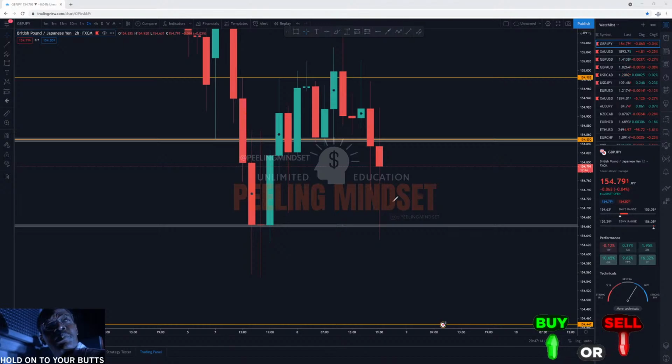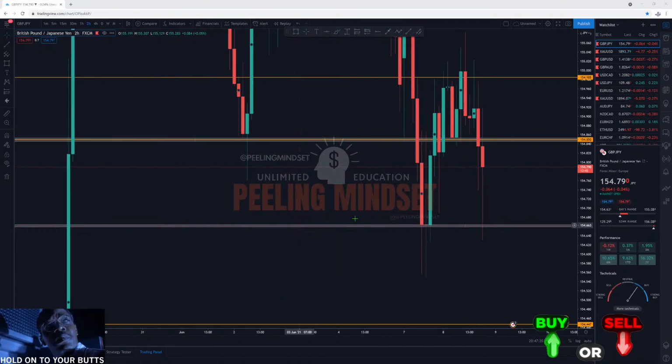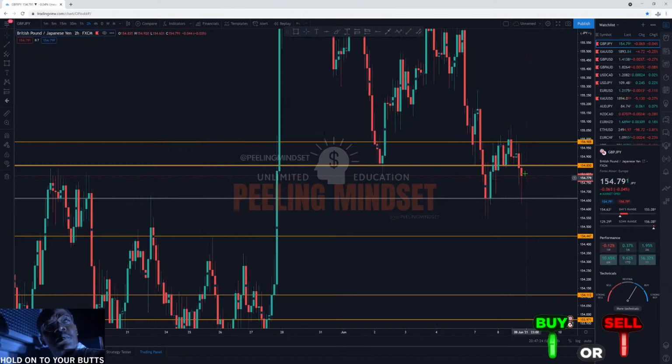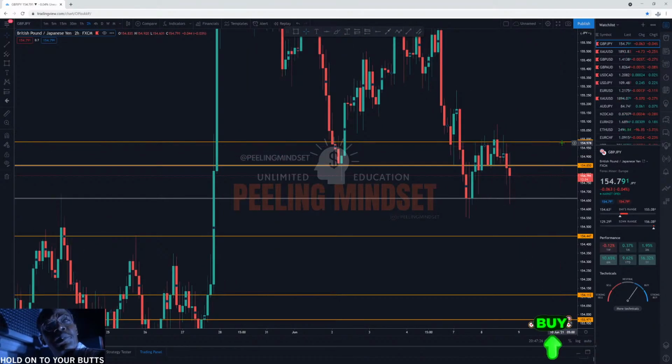So my bias in pound yen right now is a sell. Obviously, the price may be rejecting the support. So I'm going to keep an eye open if that rejection is going to actually push price above 154.985, or if the candles are going to stay below 154.850. For me, if the price stays below 154.850, amazing. It's going to be beautiful.